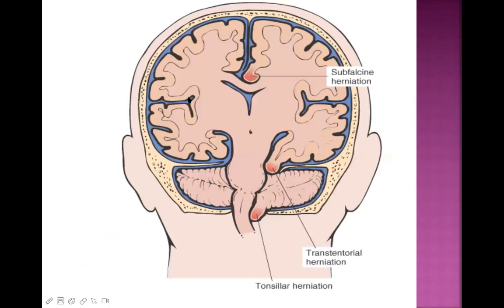Now, what is subfalcine herniation? See here, this is called subfalcine herniation. It's right here. The other types of herniation which we discussed in the last class: this is transtentorial herniation, there is tonsillar herniation, and if the whole brain stem is herniated downwards, we call it central herniation.